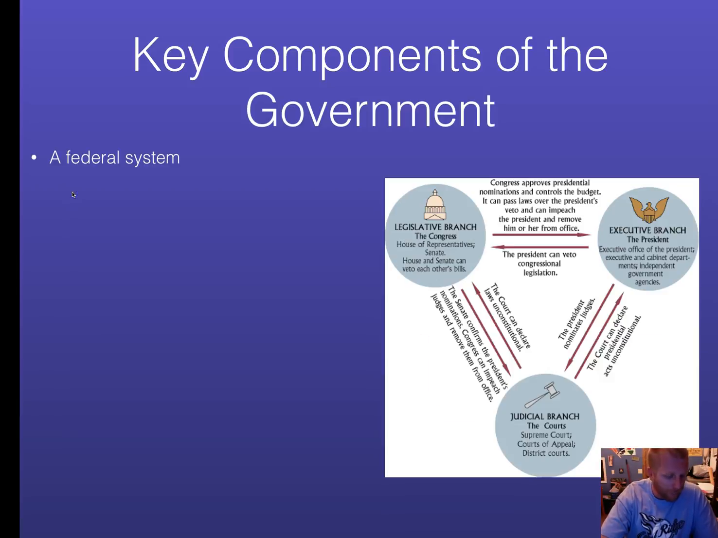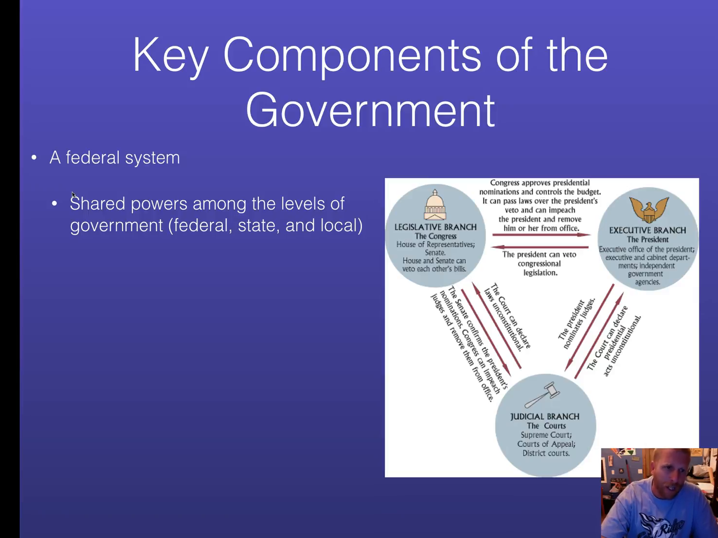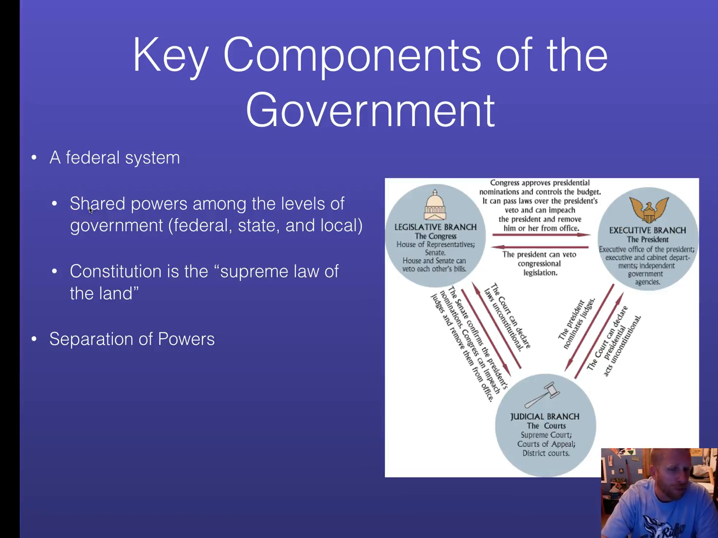Some other components. In the federal system, there are shared powers among the levels of government. You have the 3 branches, and then you have 3 branches in each level of government, like I just mentioned. They also share power. Each level of government can tax you, for instance. The federal government, the state government, the local government, your HOA, I don't know, you can go down the line. The Constitution was the supreme law of the land.